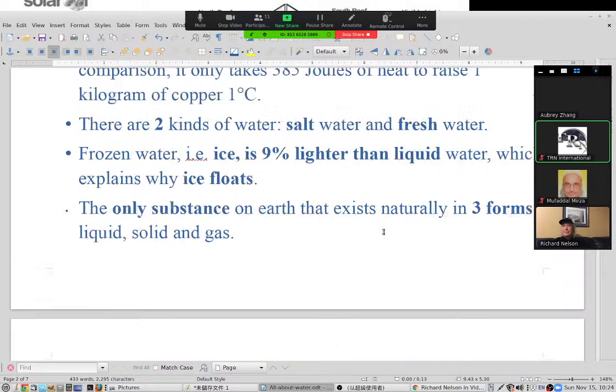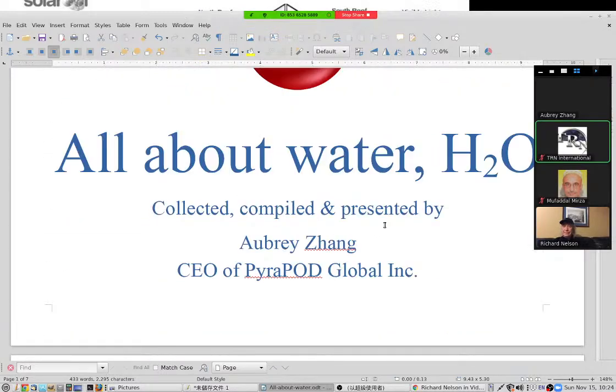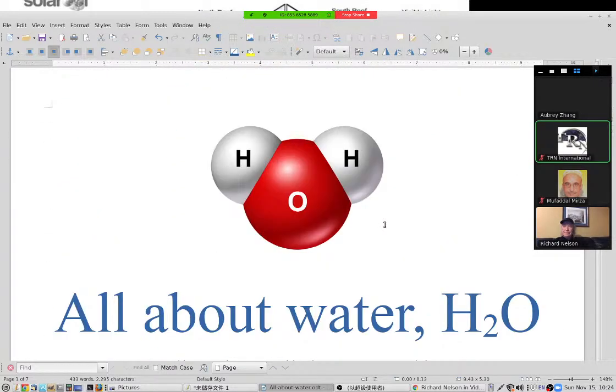Okay. This is what I prepared. Start with water, right? So we know water is very simple. Everybody knows the structure: one oxygen and two hydrogen atoms.